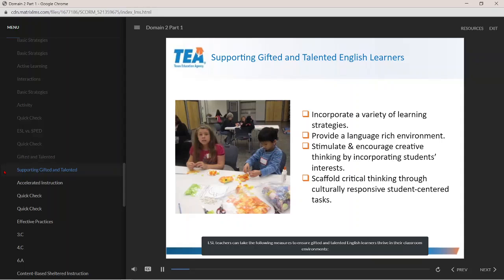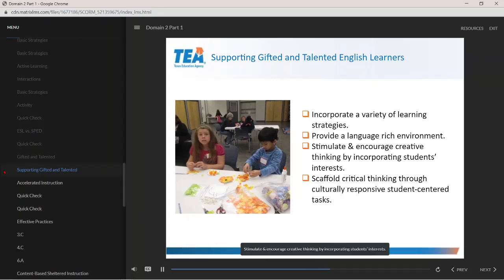ESL teachers can take the following measures to ensure gifted and talented English learners thrive in their classroom environments. Incorporate a variety of learning strategies. Provide a language-rich environment. Stimulate and encourage creative thinking by incorporating students' interests. And scaffold critical thinking through culturally responsive student-centered tasks.